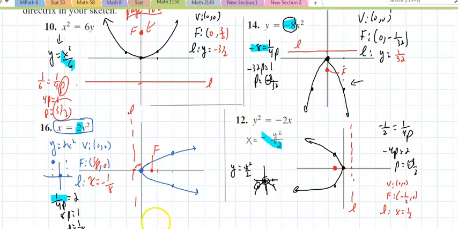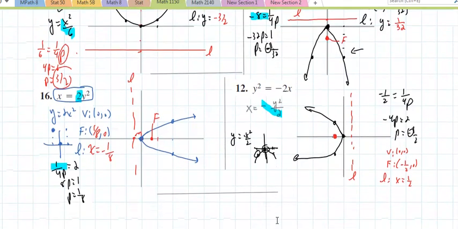And that's all you need to know about a parabola, except for the completing the square part, which is coming up in the next video.